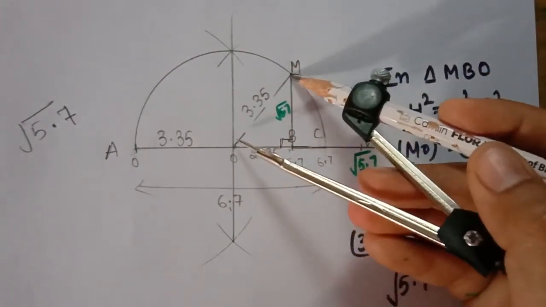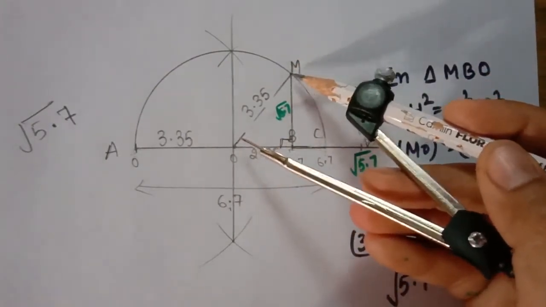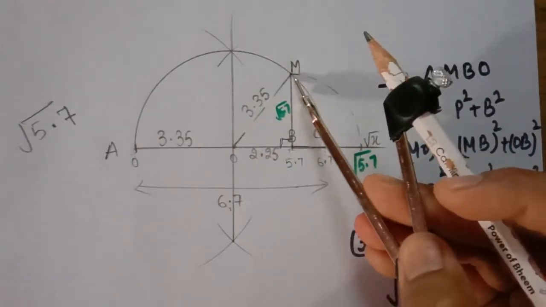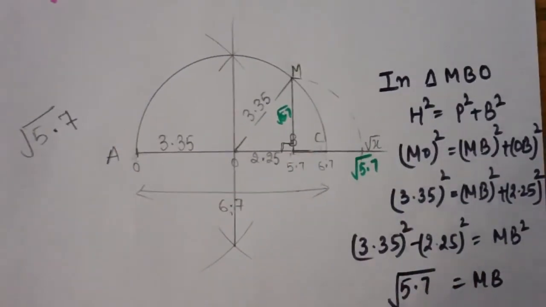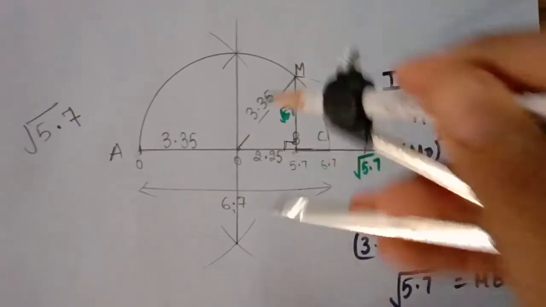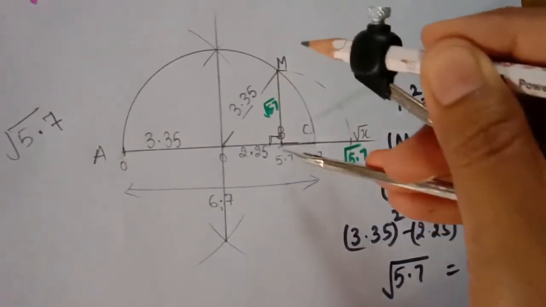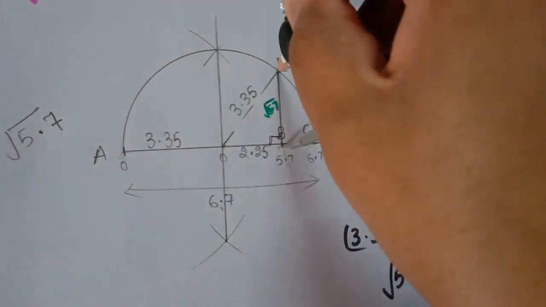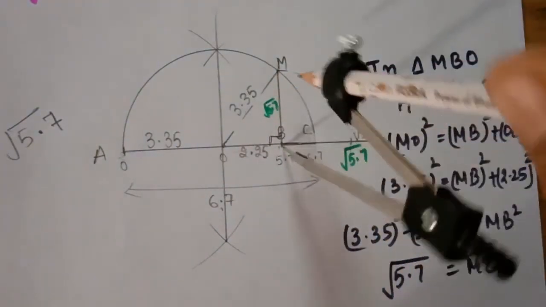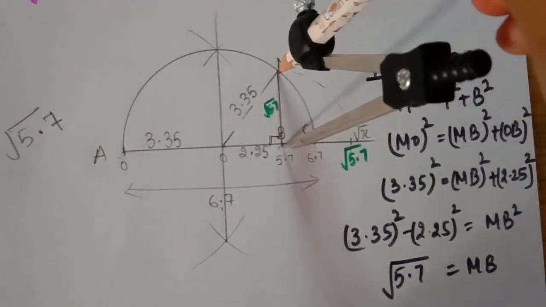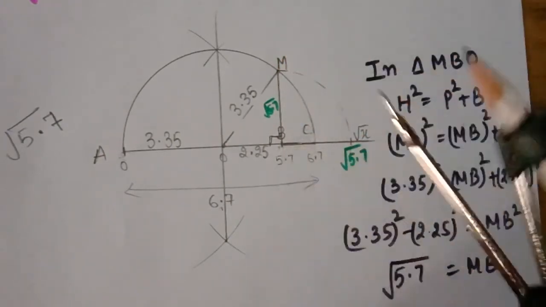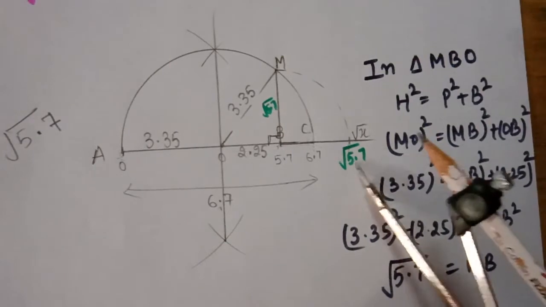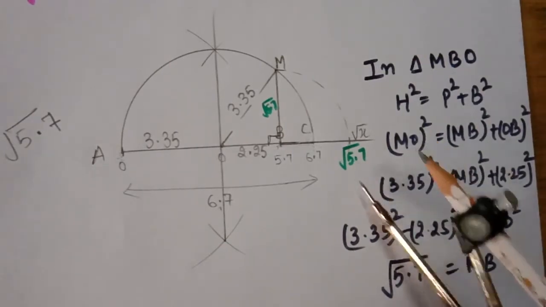Now this length is root 5.7, but we want to show this root 5.7 on a number line. Then how will we draw it? We will take B as the center, put our pencil on M, and then draw an arc like this. So by this method we will draw root 5.7 on a number line.